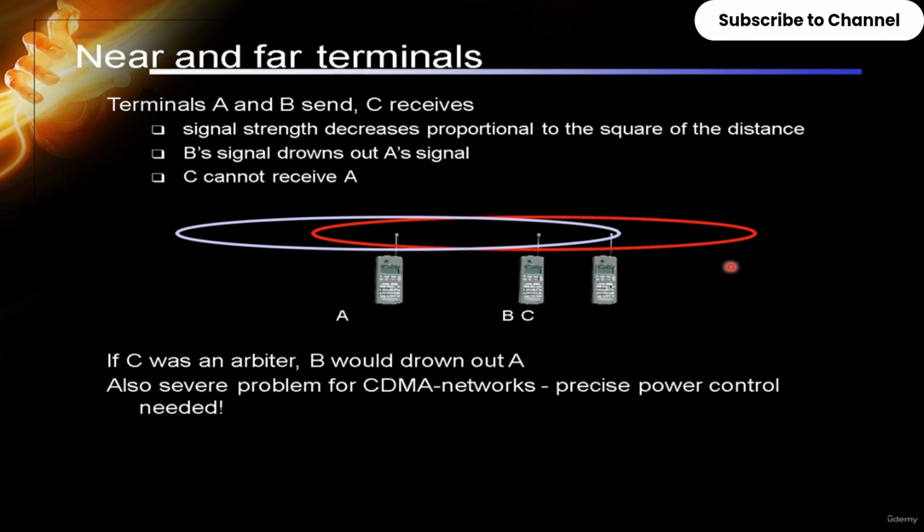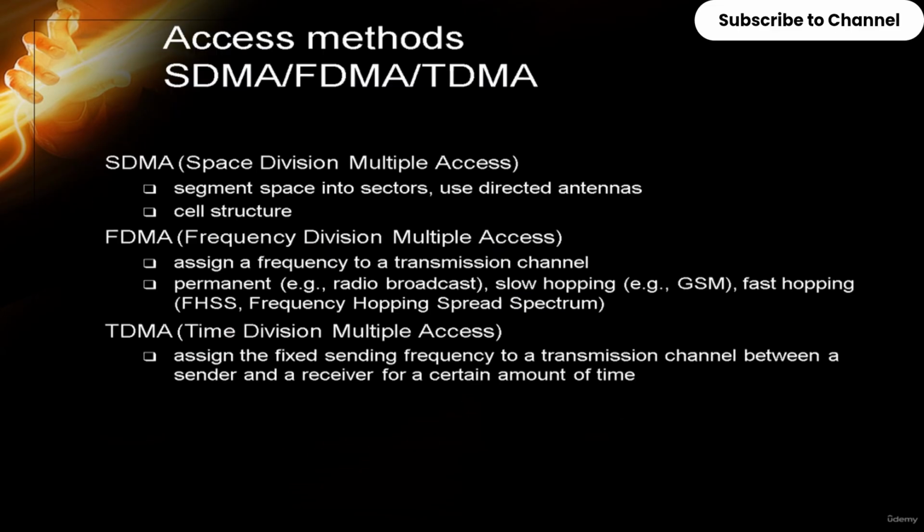So this is the problem with near and far terminals. B is far away from A. If C was an arbiter, B would drown out A. This is also a severe problem for collision detection in multiple access networks, and precise power control is needed. So these are the problems that occur in multiple access collision avoidance schemes.